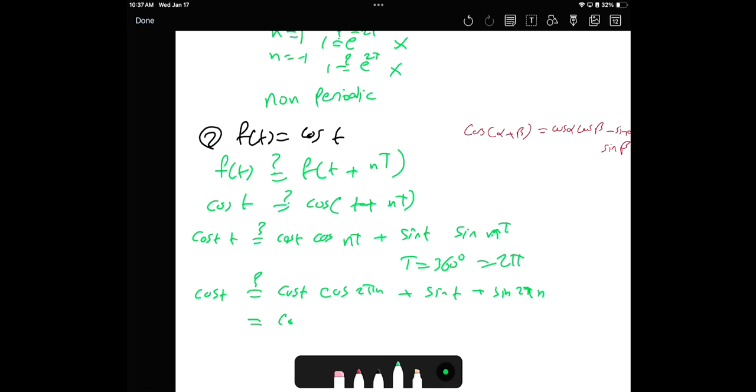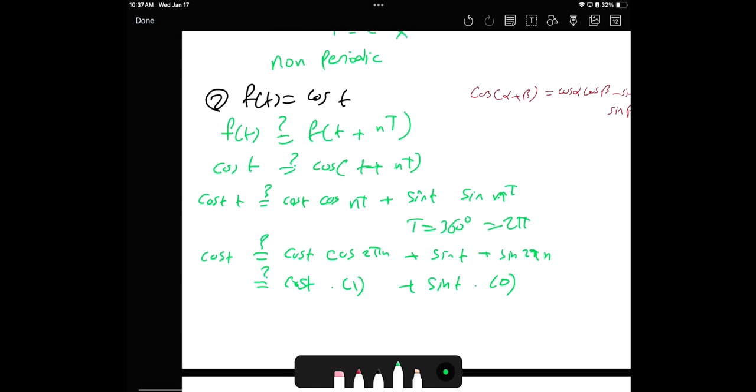Cosine of 0 equals 1, plus sine t sine of 0, and sine of 0 is 0. Now, this term will cancel out. This 1 will multiply the cosine. So cosine t equals cosine t. That's fine, that's correct. Therefore, we will say it's periodic.